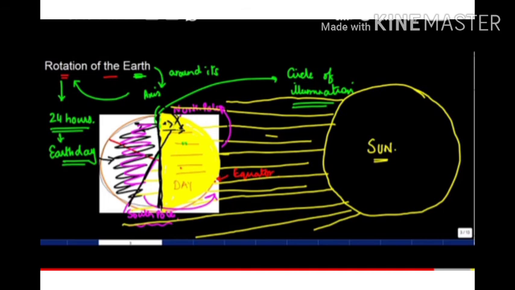Now can you tell me what will happen if the rotation was not there? If the earth did not move, what will happen? This portion of earth which had day will always have day, and the one which had night will always have night. So this part of the earth is always going to remain hot, and this will always remain cold. So therefore this rotation is very important.